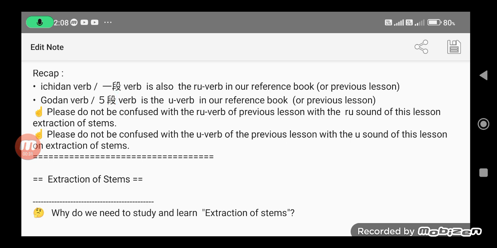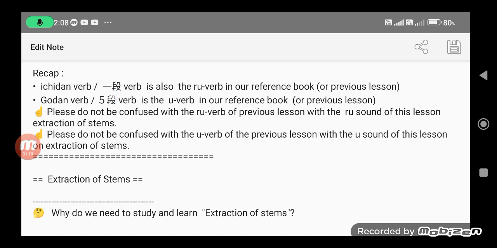We have discussed the ichidan verb or the ru-verb and the Godan verb or u-verb in this reference book. Please do not be confused with the ru-verb of the previous lesson, classifying the two kinds of verb, ru-verb or ichidan and u-verb as Godan verb. As with the ru-verb of the previous lesson, don't confuse it with the ru sound. The ru sound of this lesson is for extraction of stems.